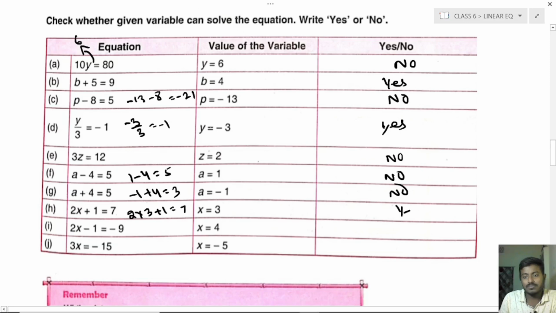Next, 2x minus 1 equal to minus 9. So we can write 2 into 4, that is 8. 8 minus 1, that is 7. But here it is minus 9. So false, that is no. 3 into minus 5, minus 15. Yes, true. Only put the value, then check. If the answer matches the right hand side, then it is true, otherwise false, or no or yes.